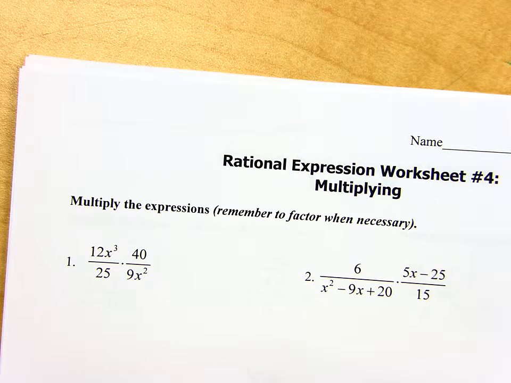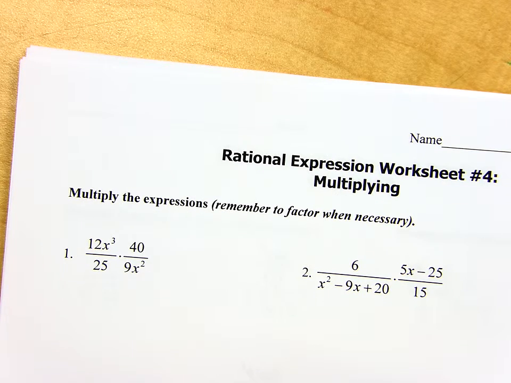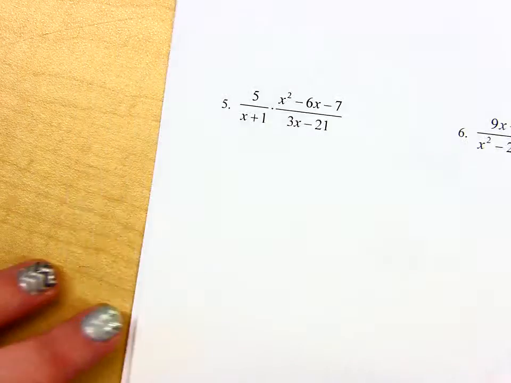So today we are multiplying rational expressions. We only have 3 steps. Let's see, where can I fit? I'm going to put these 3 steps at the bottom here.